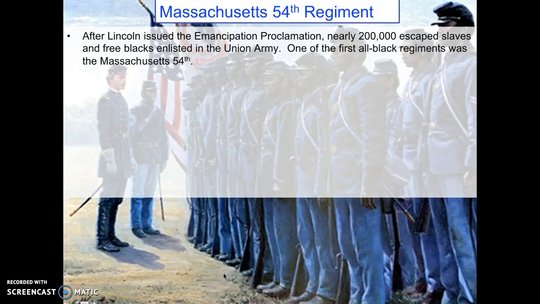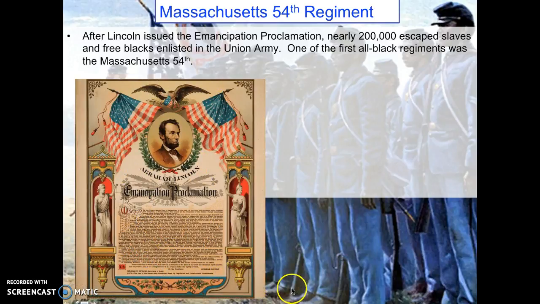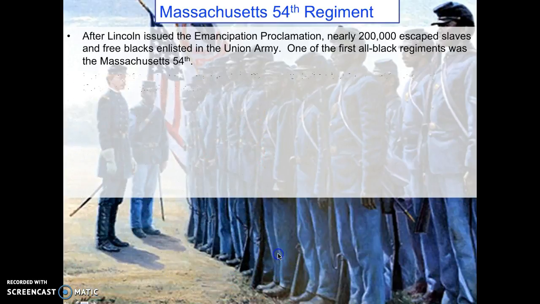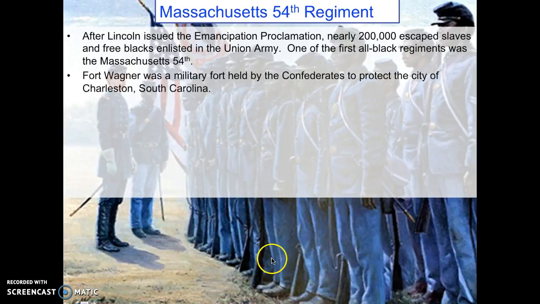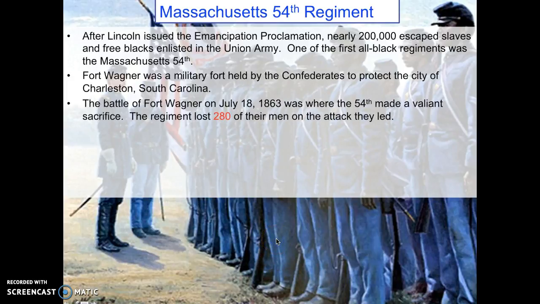The Massachusetts 54th Regiment was one of the first all-black regiments for the Union Army. After Lincoln had issued the Emancipation Proclamation, nearly 200,000 escaped slaves and free blacks enlisted in the Union Army and Navy. Fort Wagner was a military fort held by the Confederates to protect the city of Charleston, South Carolina. The Battle of Fort Wagner took place on July 18th, 1863. This is where the Massachusetts 54th made a valiant sacrifice.